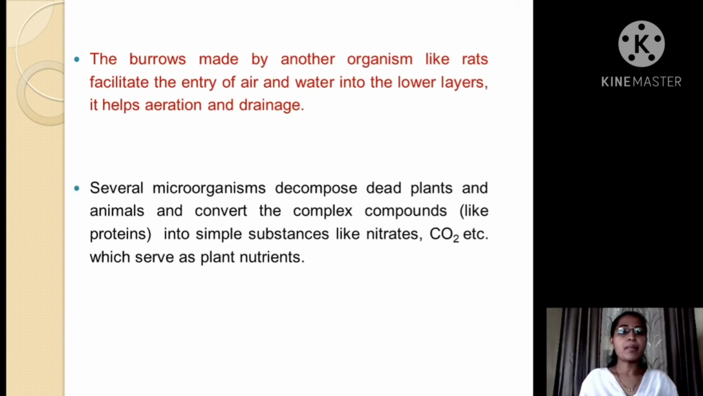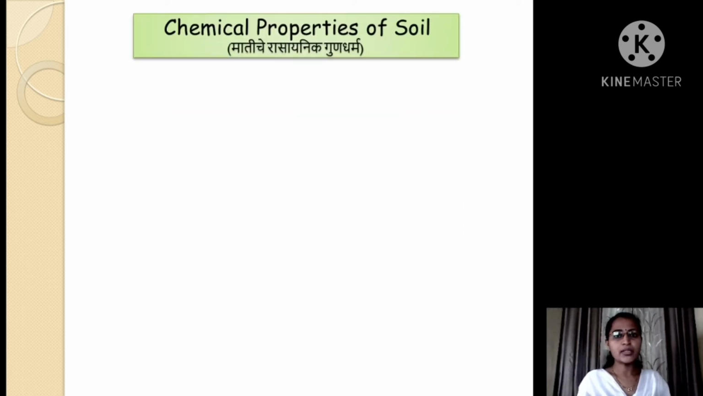The burrows made by other organisms like rats facilitate the entry of air and water into the lower layers, and it helps aeration as well as drainage. Several microorganisms decompose dead plants and animals and convert the complex compounds into simple substances like nitrates, carbon dioxide, etc., which serve as plant nutrients. Now then we focus on the next point, that is chemical properties of soil, म्हणजेच मातीचे रासायनिक गुणधर्म.